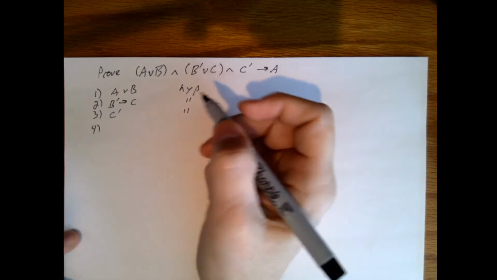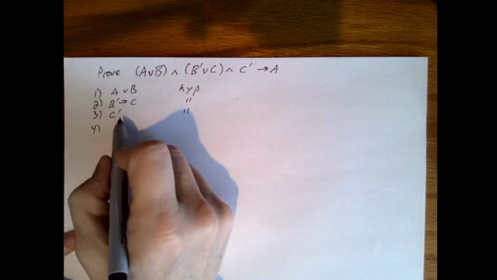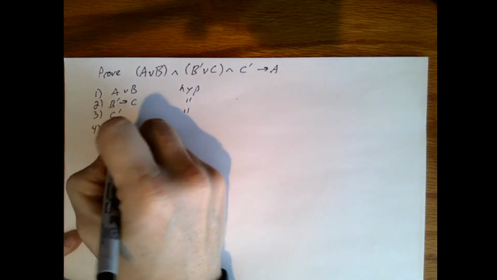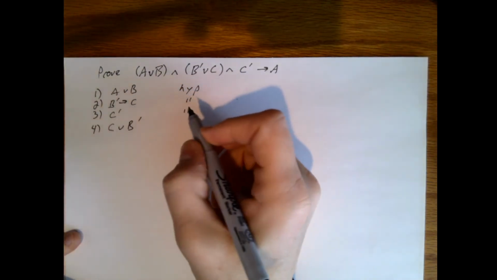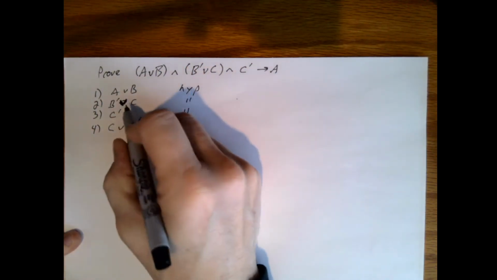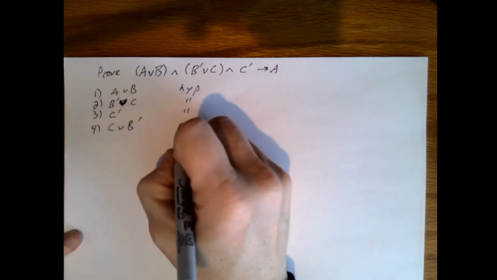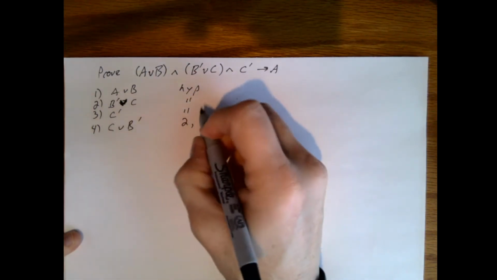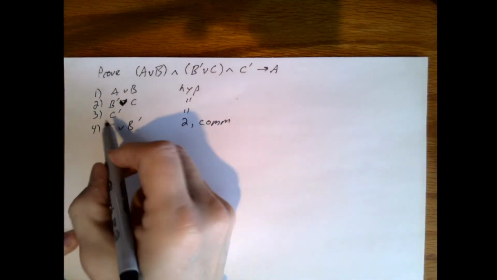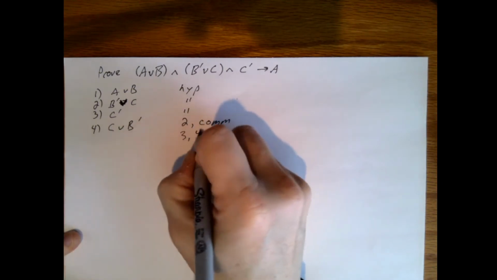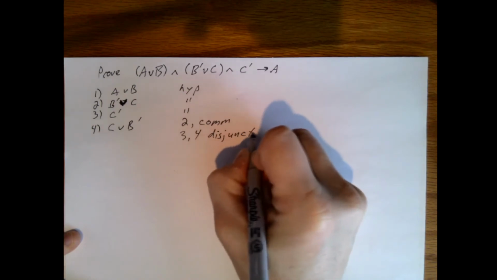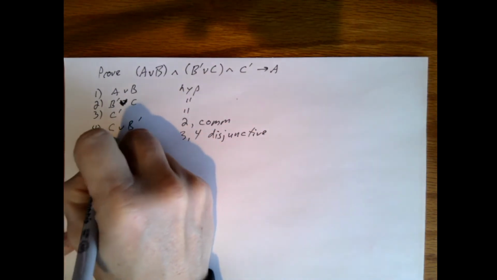So this becomes C or not B. Sorry, this right here should be this. I knew something was wrong. Should be that. So that was 2 and commutativity. Okay. And now I have those two. I can use 3 and 4 in disjunctive syllogism to get not B.